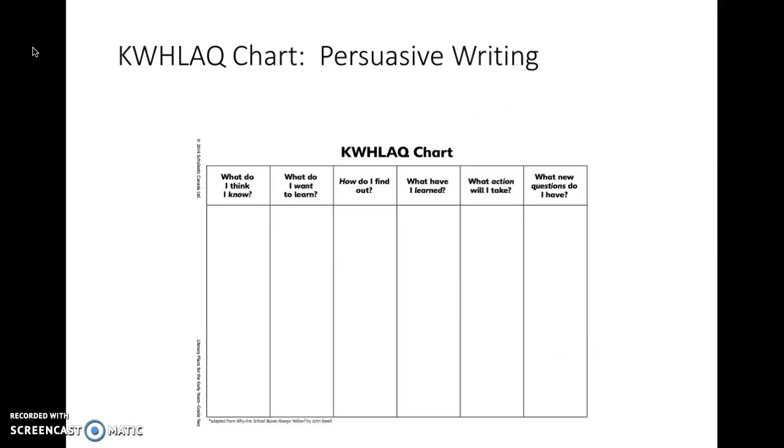One thing I would like for you to do is fill out this KWL chart, which is a variation of the KWL chart. But before you even begin our genre study, I would like for you to fill out what do I think I know? What do I want to learn? And then in the third box, which is a little different than maybe you've been used to, how do I find out what I want to learn?